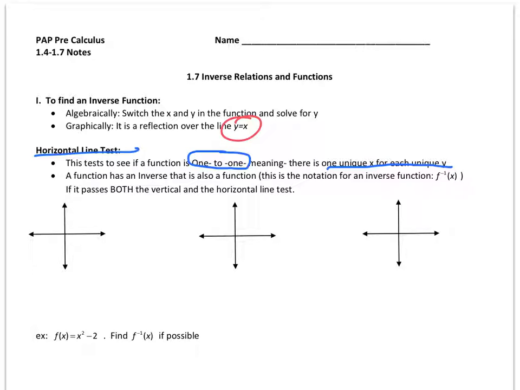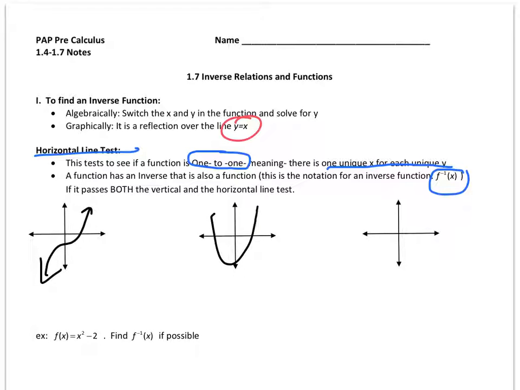A function has an inverse that's also a function, which you'll see in this notation. So if you see f to the negative 1, you know that I want your inverse to also be a function. They have to pass both the horizontal and the vertical line test. So here are my 3 examples.